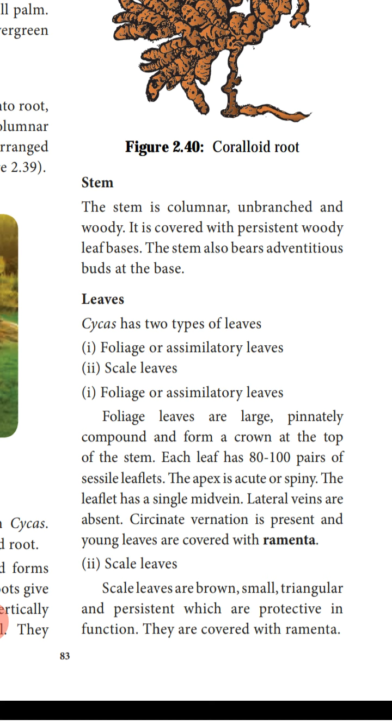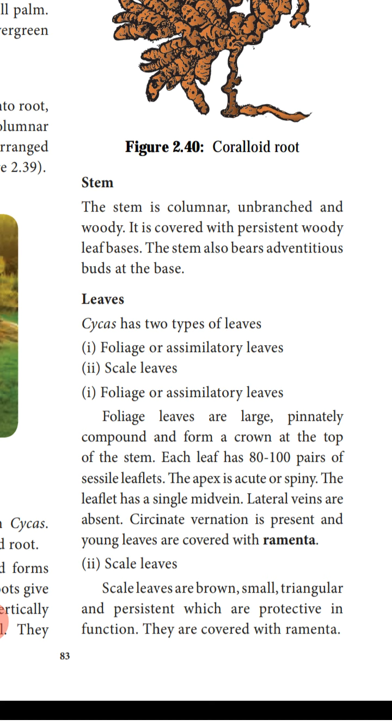Next, the scale leaves. The next type of leaves found here is the scale leaves. Scale leaves are brown. As we have studied, foliage leaves are green, so they are only meant for photosynthesis. That is the function of foliage leaves. Scale leaves are brown, small, triangular and persistent, and protective in function. They are covered with ramenta.